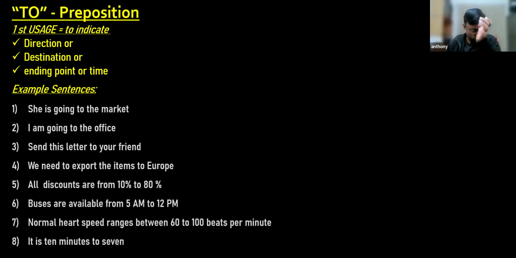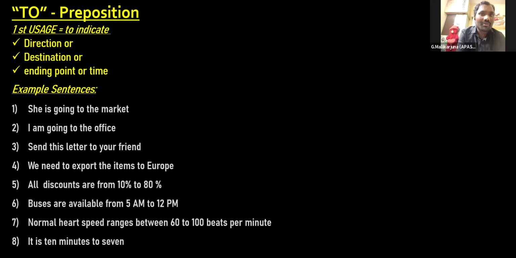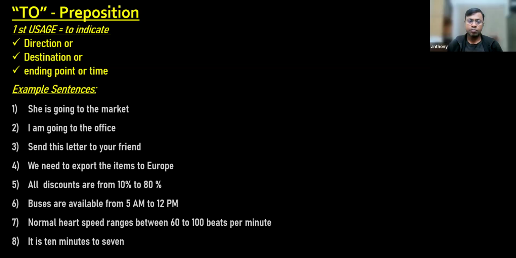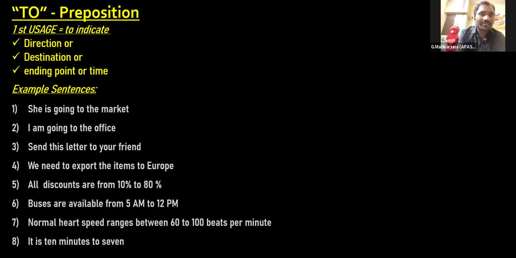Okay. Now, send this letter to your friend. I received a letter from your friend. Simple, no? We need to export the items to Europe. Now we will remove the export and we will say import. We need to import the items from Europe. No?